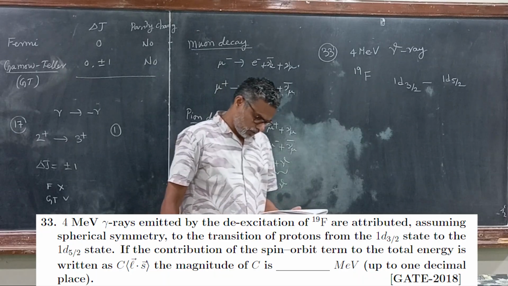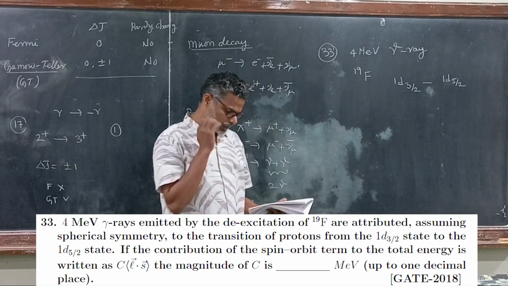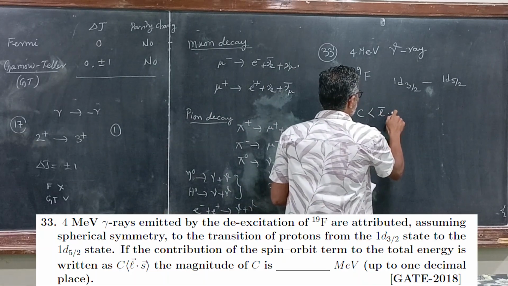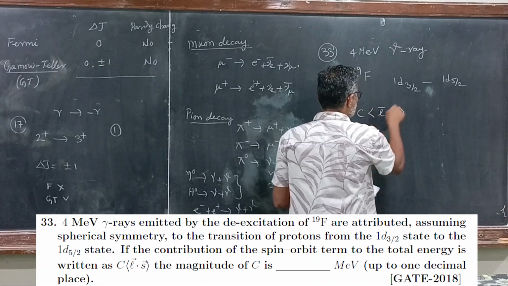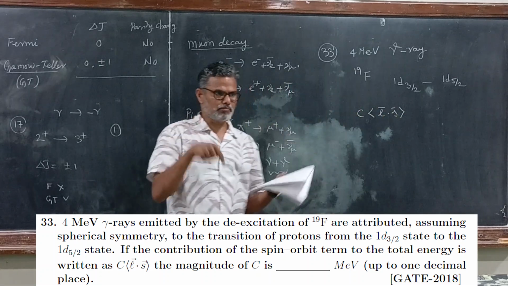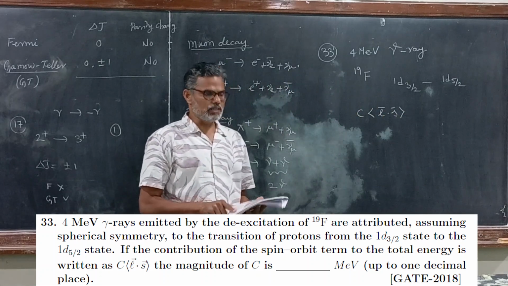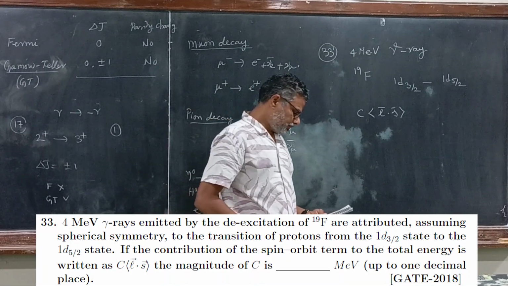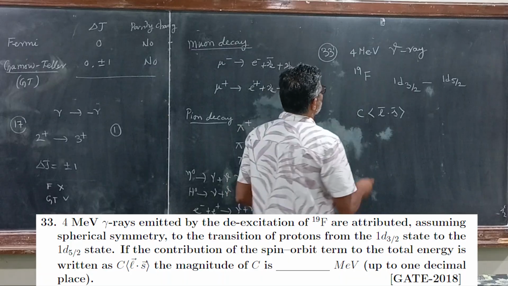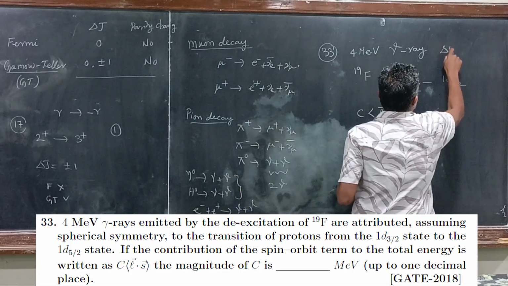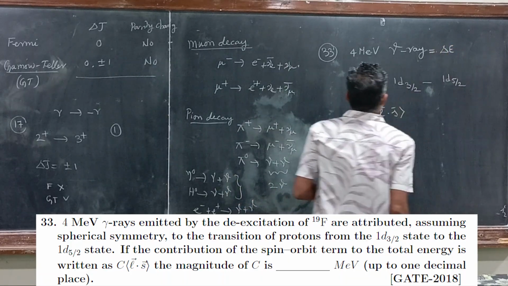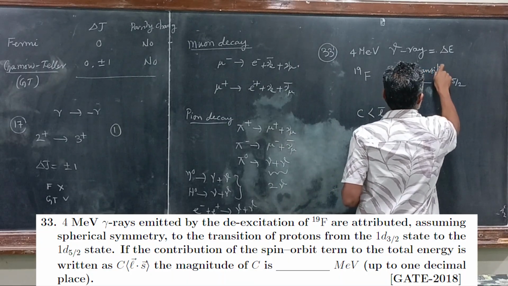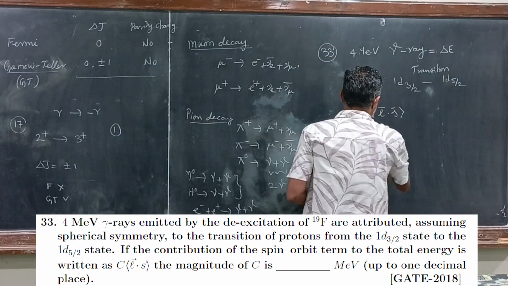If the contribution of the spin orbit term to the total energy is written as C times the expectation value of L dot S, the moment you see here, it's an expectation value bracket. The magnitude of C is, so that's what the question is. So this is your delta E, and the transition is this. The question asked is for these.